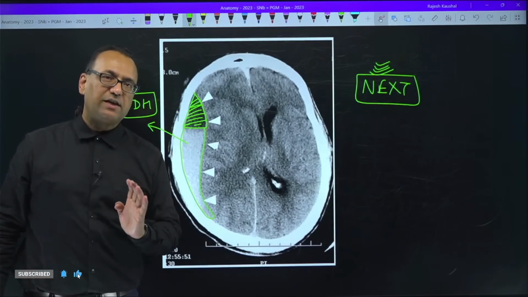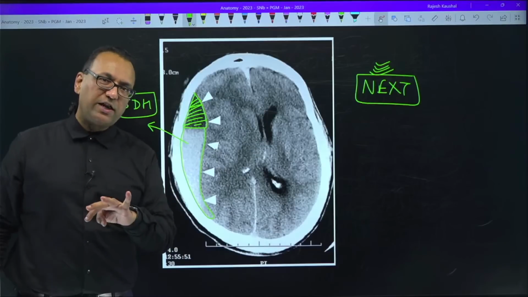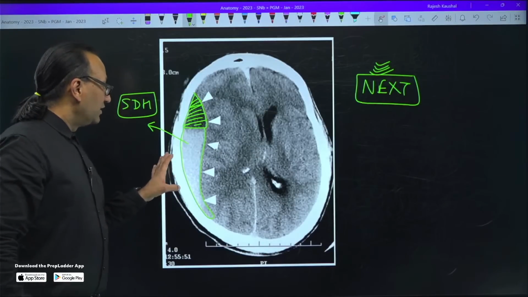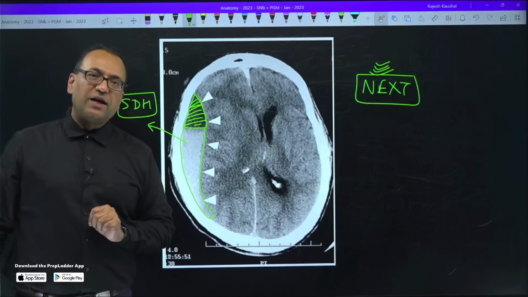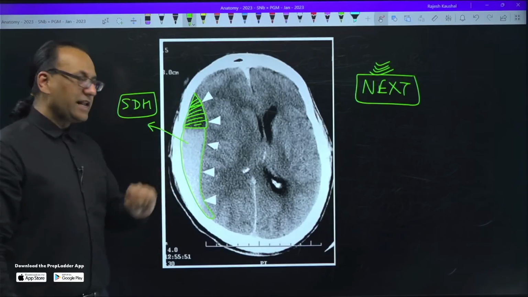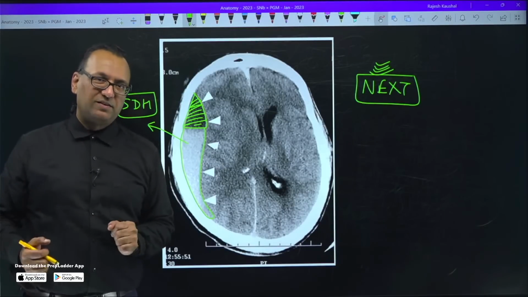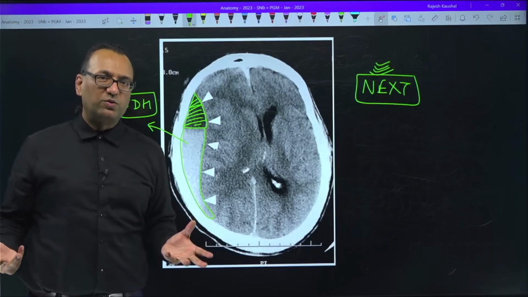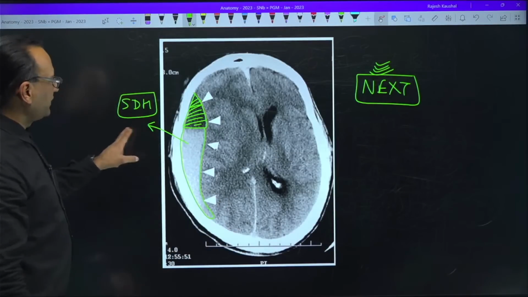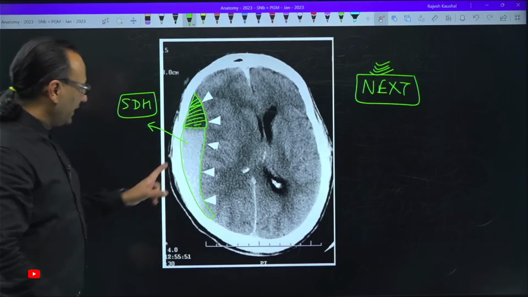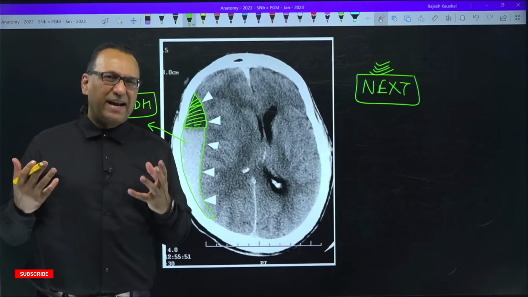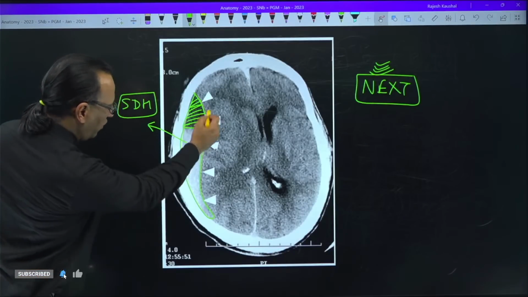In Harrison medicine, you'll find it. In Bailey surgery, you'll find it. In Sutton radiology, you'll find it. You'll find it in Gray's anatomy also. Which department does this question belong to? It is interdisciplinary. So this is subdural hematoma because it is lunate shape or convexo-concave.